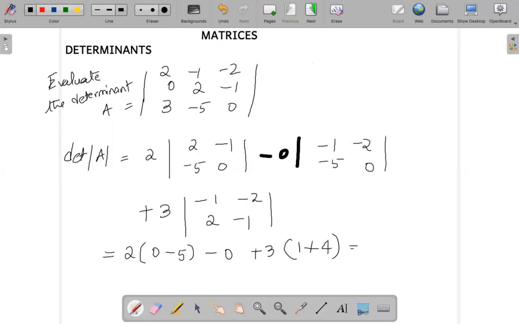Okay. And then afterwards, simplifying it further, what do you get? Minus 10 plus 15 gives out to be 5. So that is the determinant.